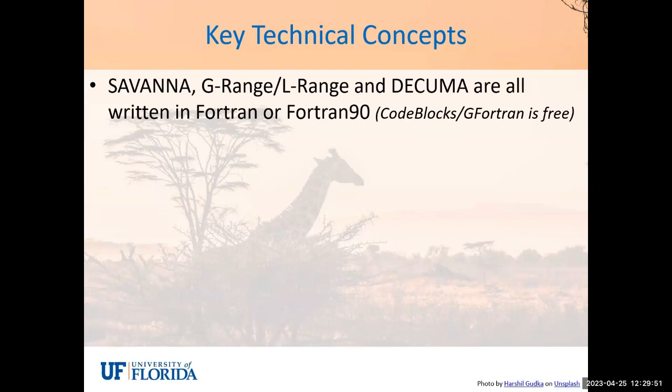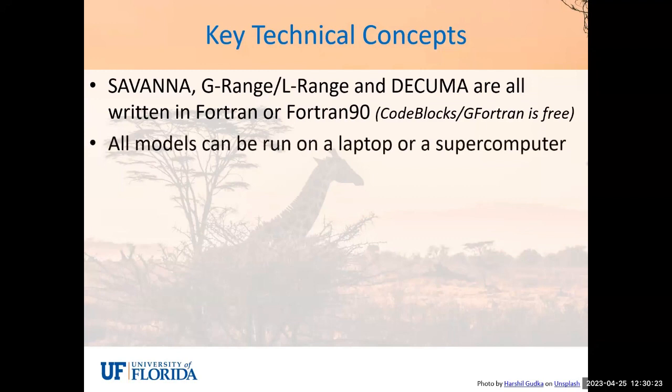SAVANNA, G-range, L-range, and DECUMA are all written in Fortran or Fortran 90. I've got some lectures on Code::Blocks and GFortran and using them with the models. Those are free systems. Even if you're not a Fortran person, Fortran is great for moving numbers around very quickly. It doesn't do great with user interfaces or graphics, but it moves numbers like a dragster. That's why we're using it. They're all written in that, but we're not going to talk about it today.